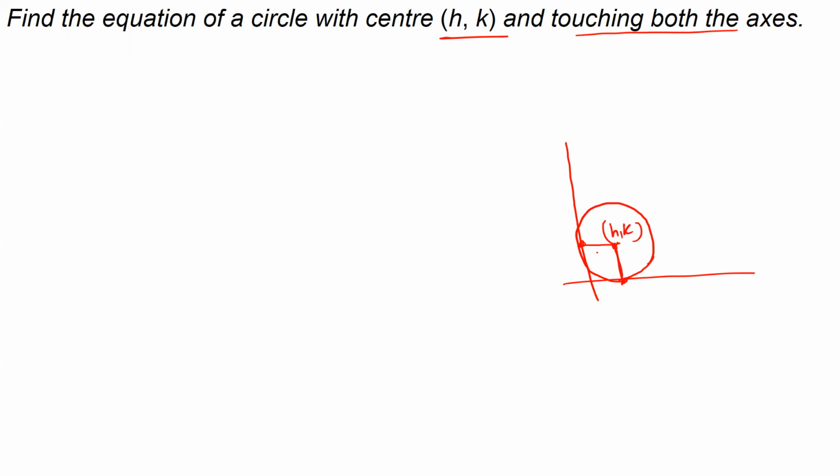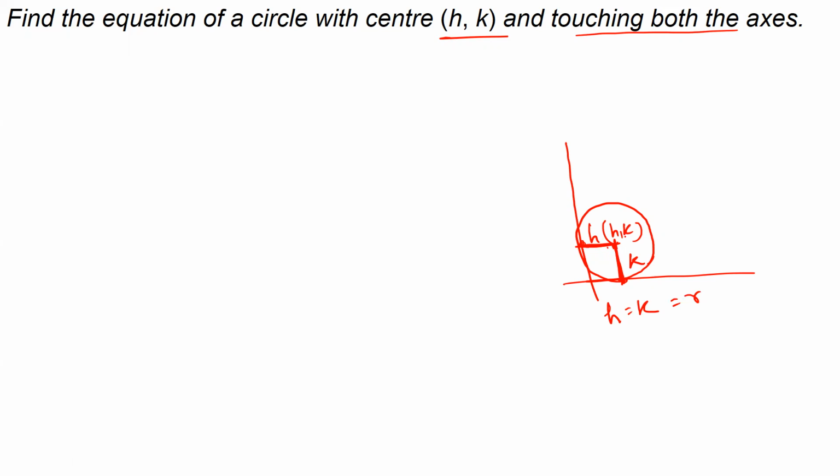Now this is also the radius and this is also the radius, and this is k units and this is h units, because to reach this point you travel h units over here and k units over here. So this distance is h and this distance is k, and this h and k are actually equal because they are both the radius of the circle. So let them be equal to r.